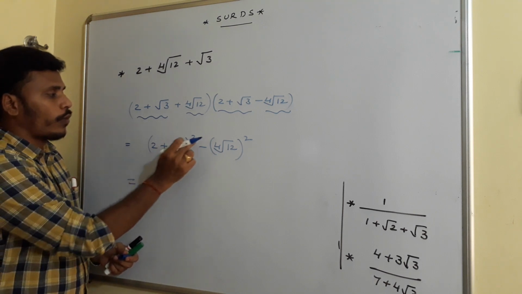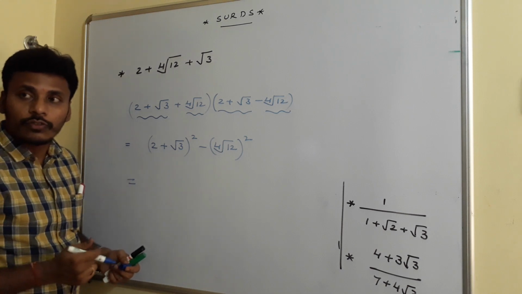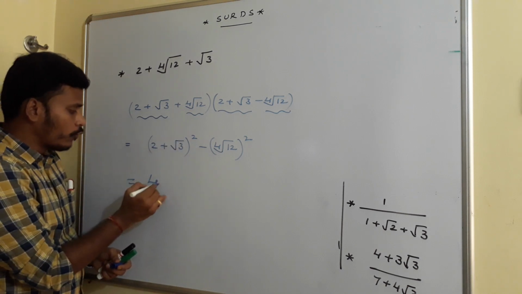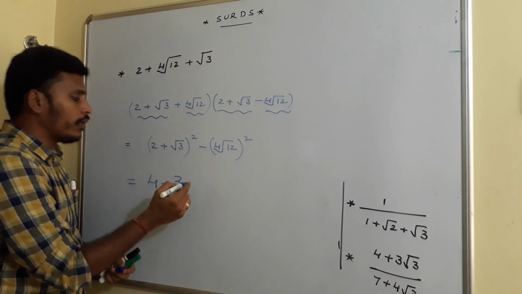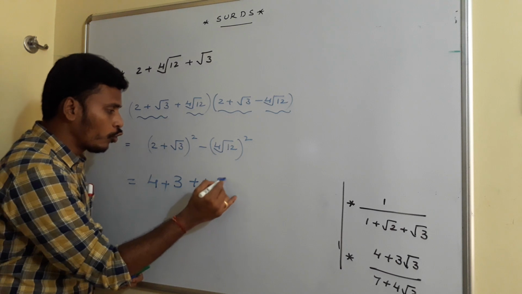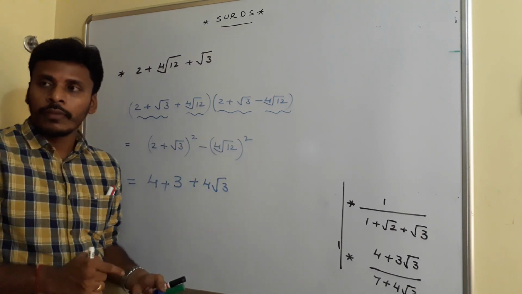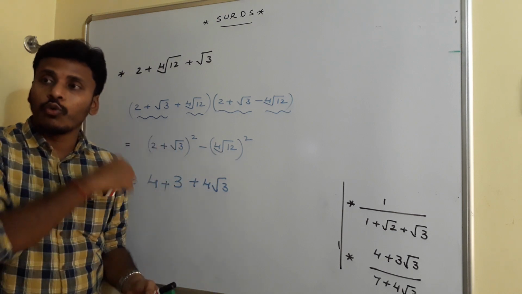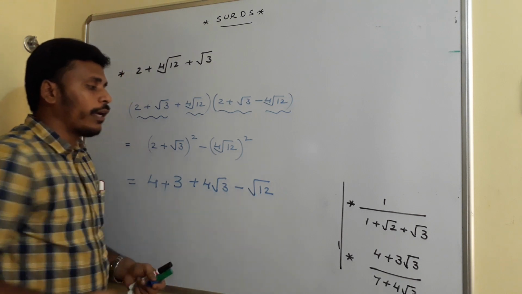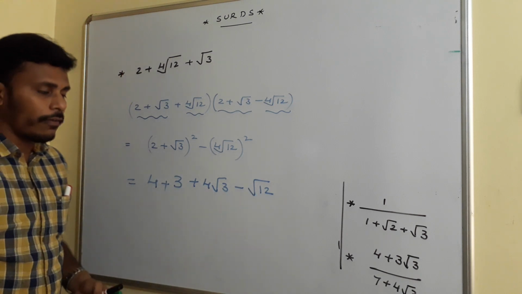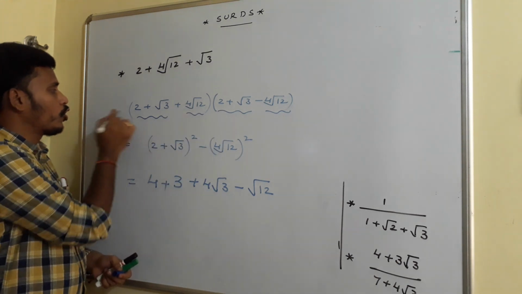See, (2 plus root 3) square. So now utilize here again the (alpha plus beta) square formula. So 2 square is 4, plus root 3 square is 3, and 2ab is plus 4 root 3. Now here, (4th root 12) square. Actually this is 12 power 1 by 4, to the power 2. 12 power 1 by 4 to the power 2 is nothing but 12 power 1 by 2, and it becomes root 12. Now this is the number you have in your hands by multiplying these two.